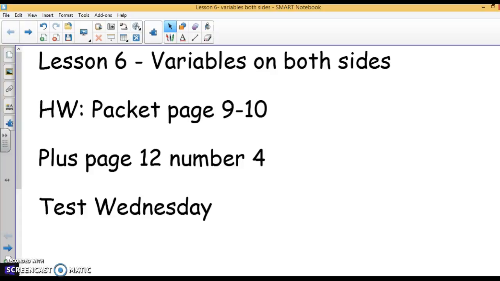Today's lesson is Advanced Pre-Algebra, Unit 2, Inequalities, Lesson 6, Variables on both sides. The homework packet is page 9 and 10, plus page 12, number 4.